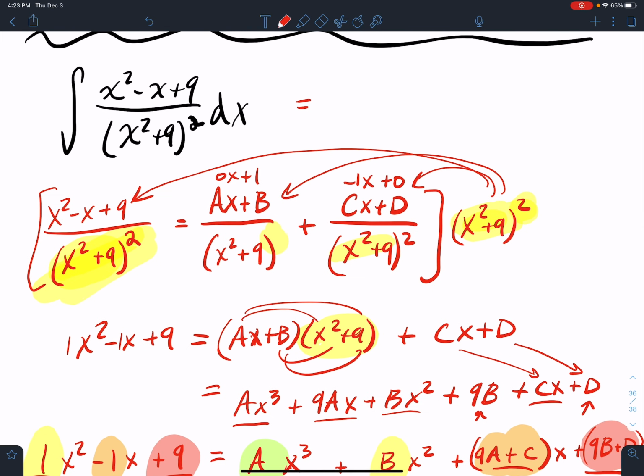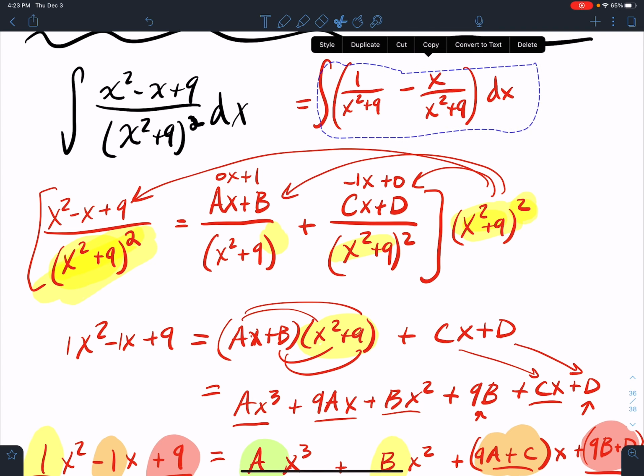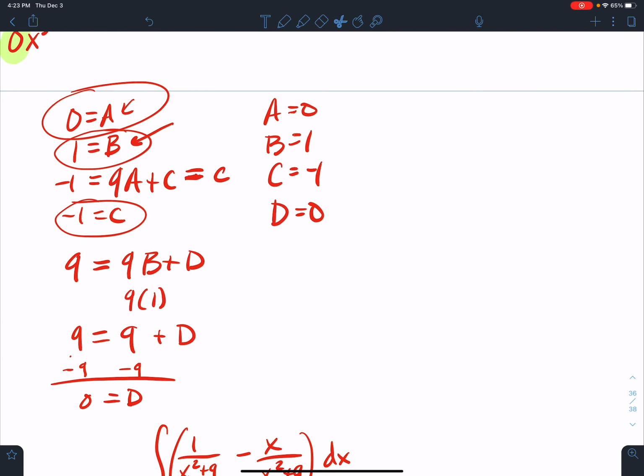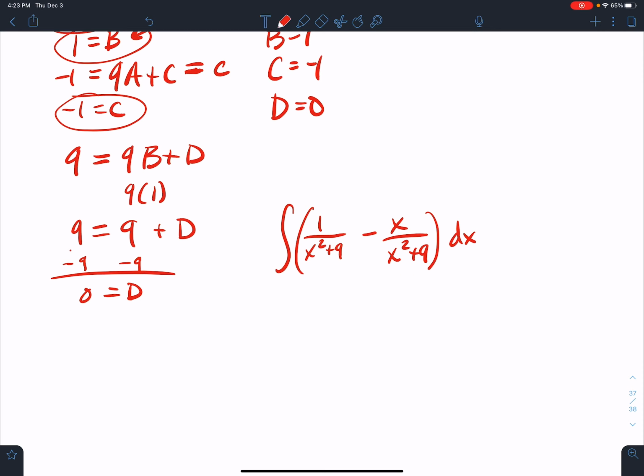This is the integral of 1 over x squared plus 9 minus x over x squared plus 9, dx. Wow, right? But we got it. So now I'm going to try to find this integral.